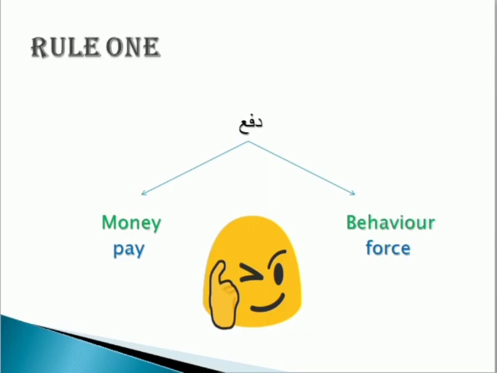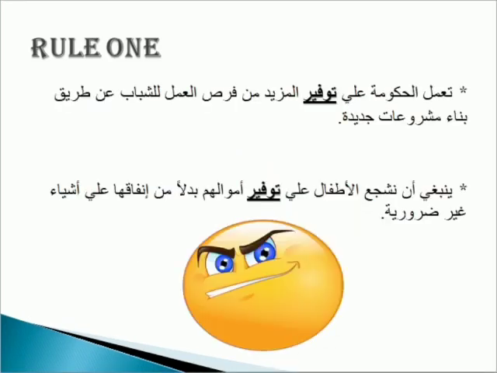Another example. تعمل الحكومة على توفير المزيد من فرص العمل للشباب عن طريق بناء مشروعات جديدة. ينبغي أن نشجع الأطفال على توفير أموالهم بدلا من إنفاقها على أشياء غير ضرورية. I want you to take your time and try to solve these two sentences. Then replay my video to see the answer.